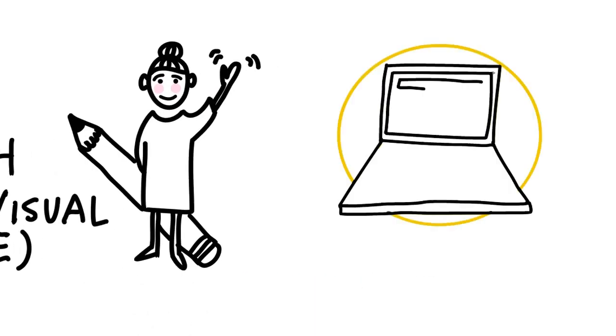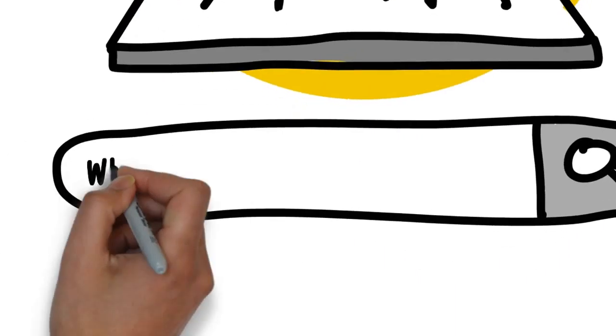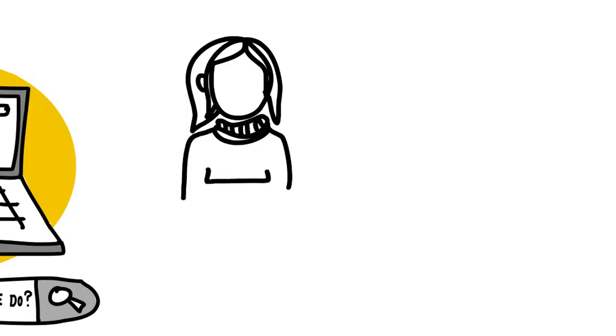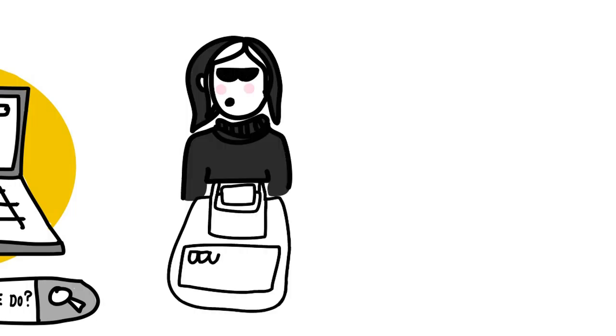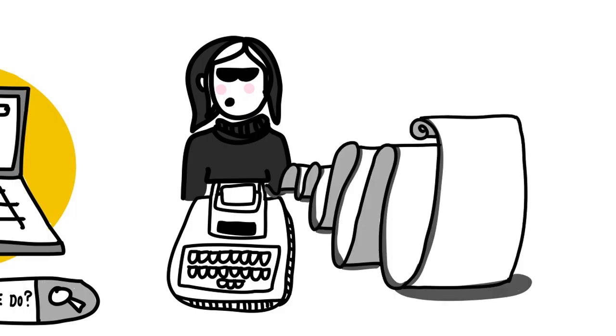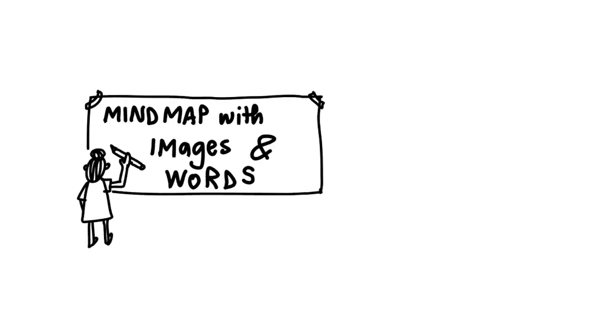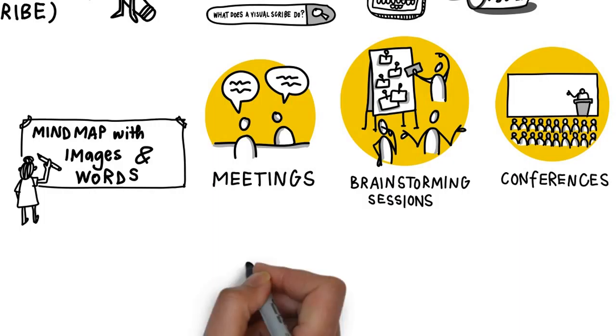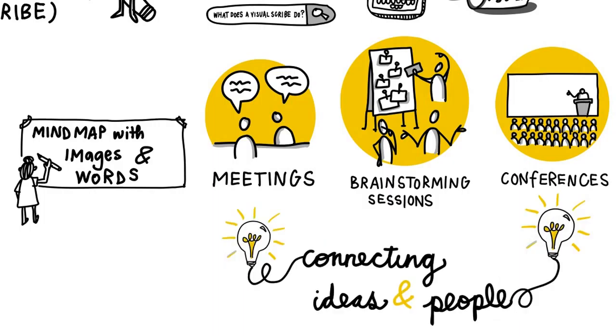So you might be at your computer right now thinking, what exactly does a visual scribe do? Don't worry, you're not the only one. You can think of me as a stenographer gone rogue. Rather than using one of these machines to document a meeting and produce a report to be filed away, I create mind maps with images and words that capture the essence of a meeting, brainstorming session, or conference with the explicit purpose of connecting ideas and people.